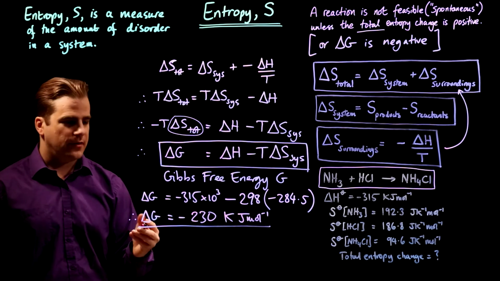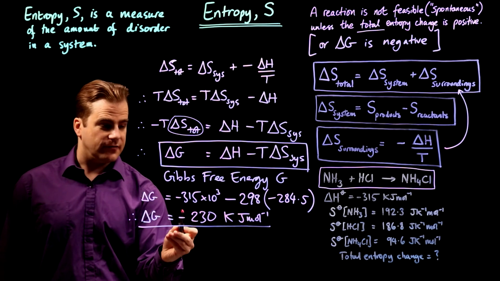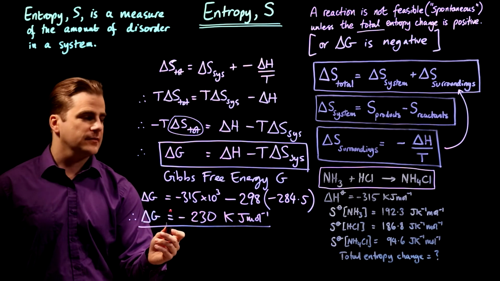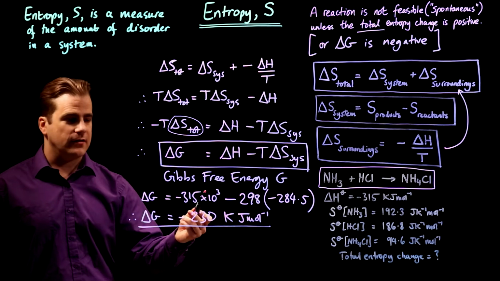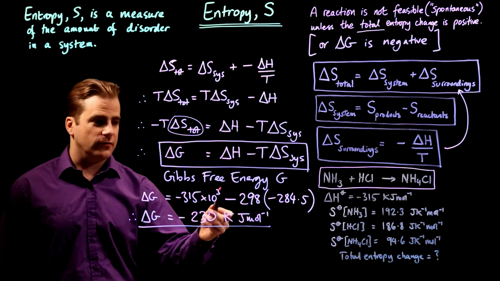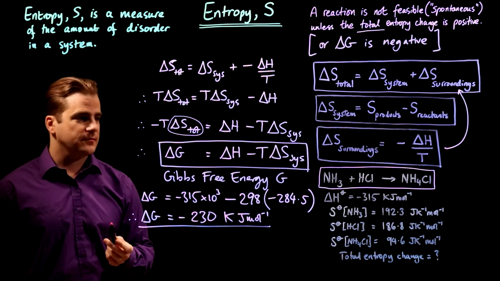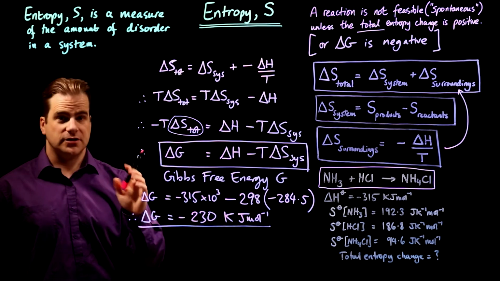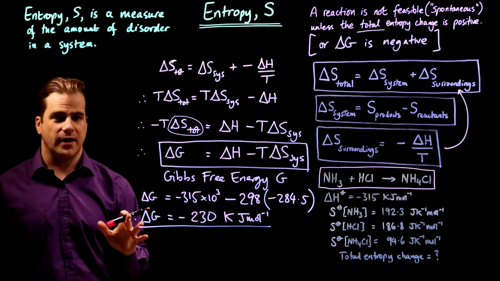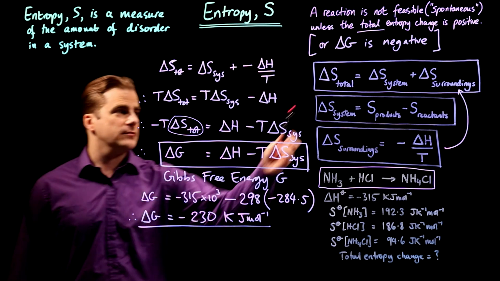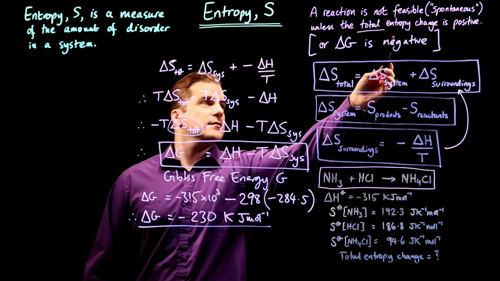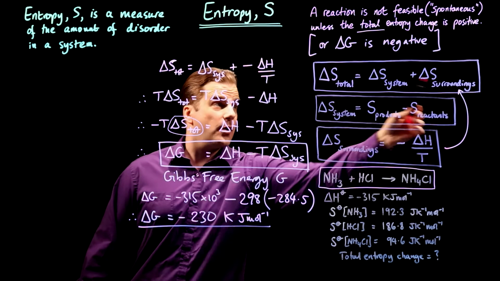So it tallies up. Delta G is negative, which again is another way of proving that this reaction is spontaneous. So you can show a reaction is feasible or spontaneous if the total entropy change is positive.